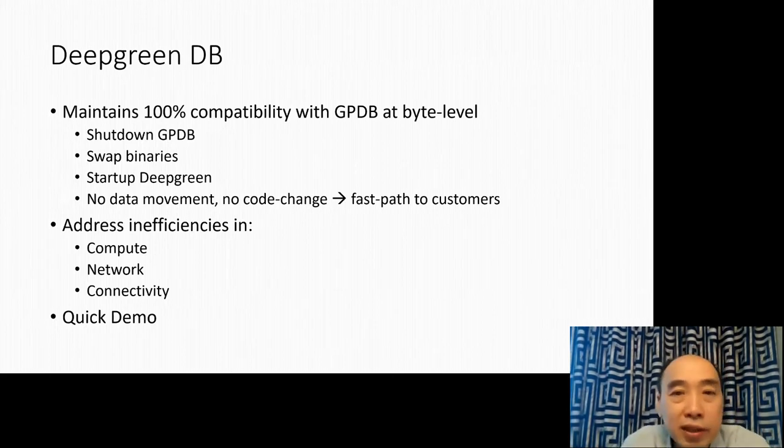Deepgreen DB is built on top of the open source Greenplum database. From the get-go, we wanted to maintain compatibility at the byte level, because we think this is how you get customers. It is 100% compatible at the byte level, and even with the binaries, you don't need to change your program. If you are a customer, you could take our binary, shut down Greenplum, swap in Deepgreen DB, and start it up, and all your programs should still work. You would just notice the speedup of some queries. You don't have to move the data or make any code changes to your SQL programs. psql still connects, and your ODBC, JDBC, whatever, still function the same.